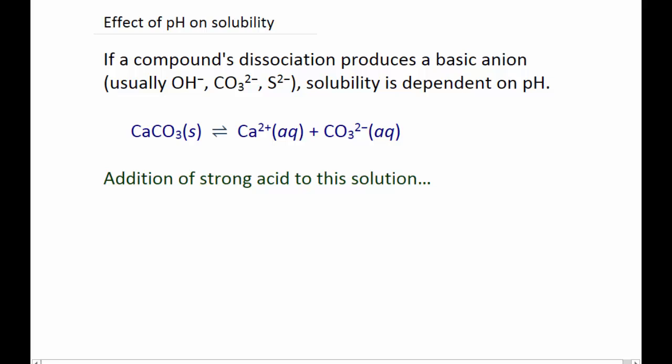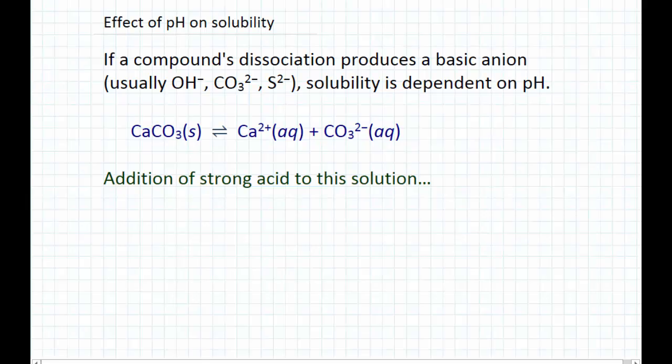Let's look at another way that solubility can be influenced. If the dissociation produces a basic anion, so hydroxide is a basic anion, carbonate is, sulfide is, pretty much any anion that's not one of the pH neutral anions, like chloride and bromide and nitrate. Okay? So those are all basic anions. Solubility will be dependent on pH. Turns out if we have an acidic cation too, that would do it, although we don't really study acidic cations in this course too much. So take a look at addition of strong acid to this solution. What do we write to represent any strong acid? H3O plus. Okay.